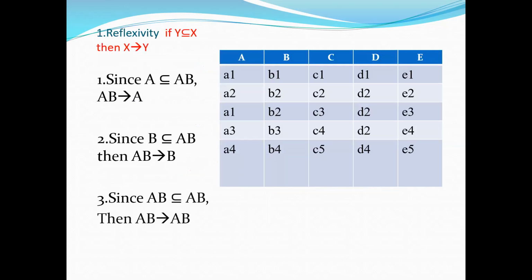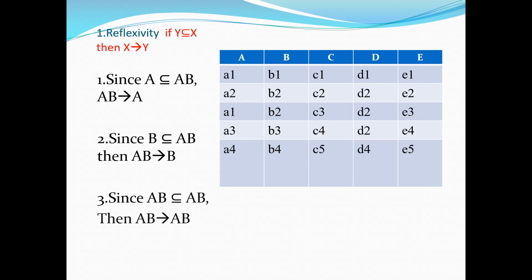Let us have a look at each and every rule. First one, reflexivity. If y is a subset of x, we can say x can functionally determine y. Since A is a subset of AB, AB can functionally determine A. Right? Consider this example.